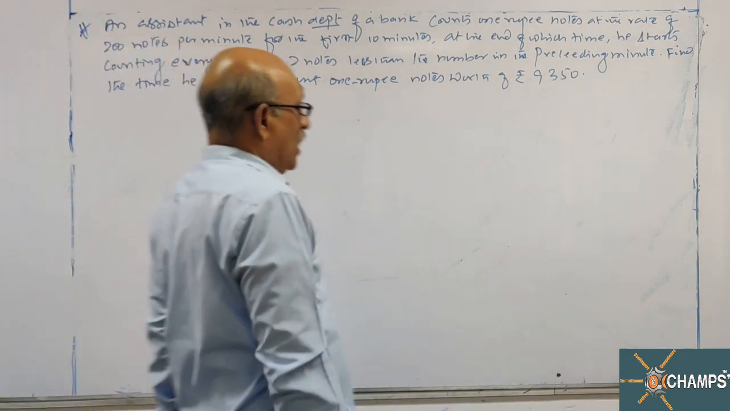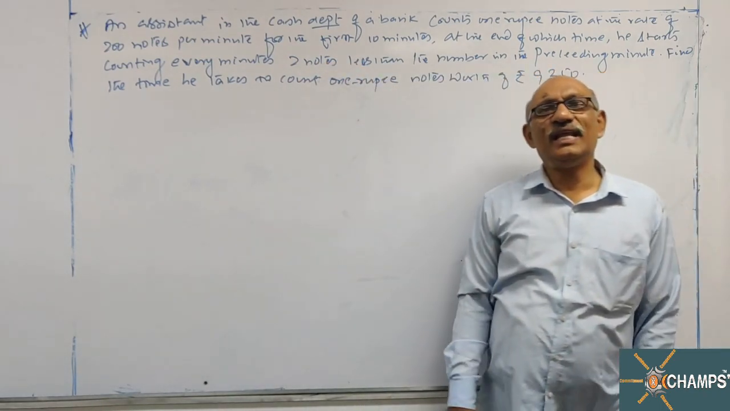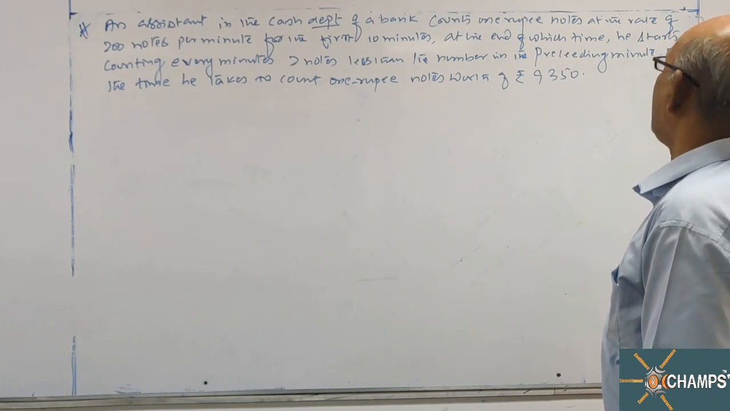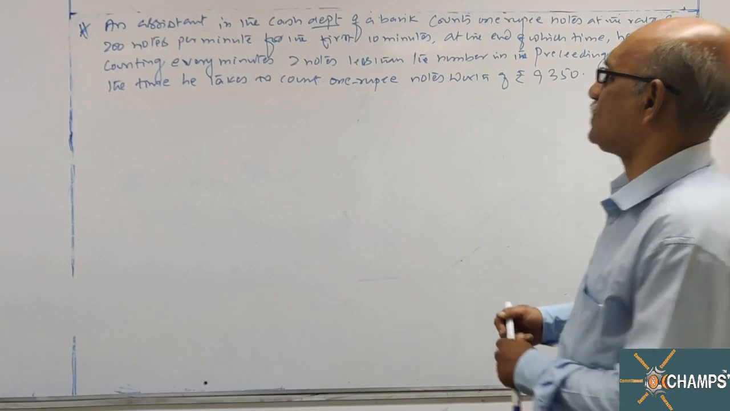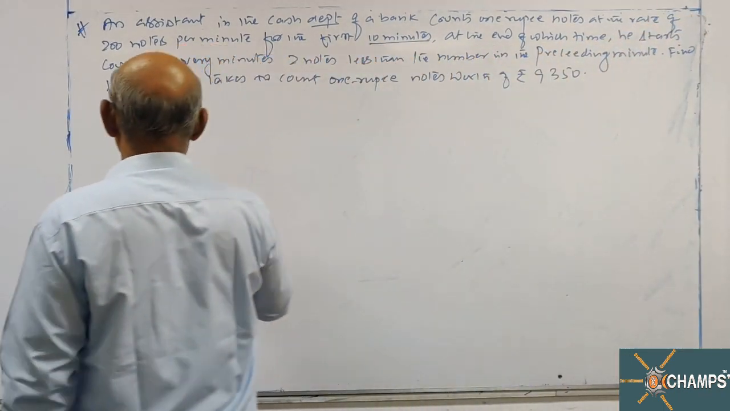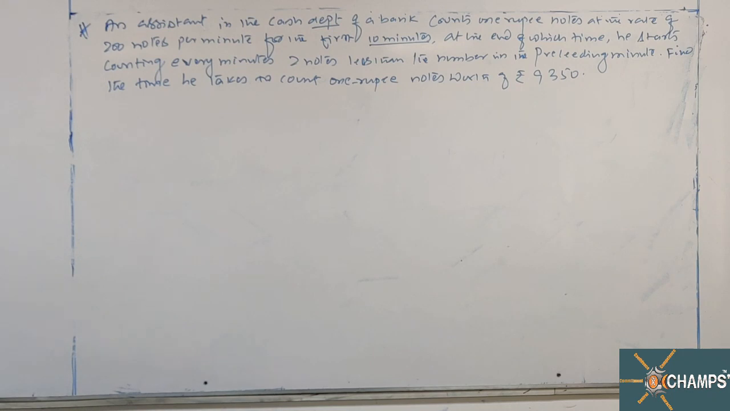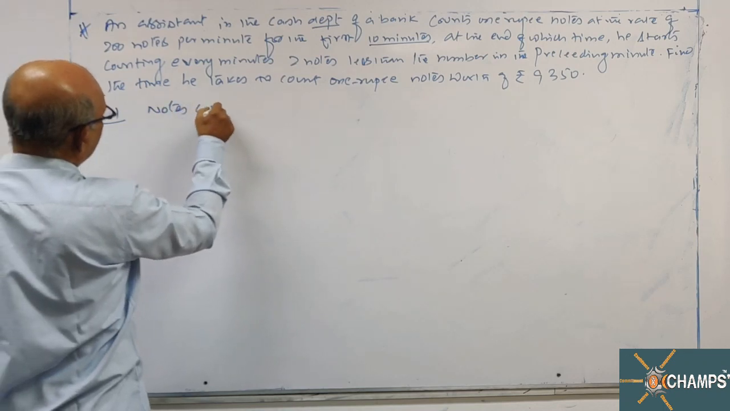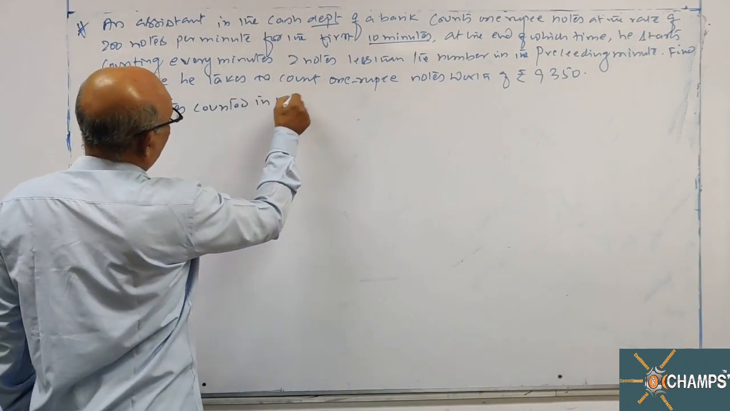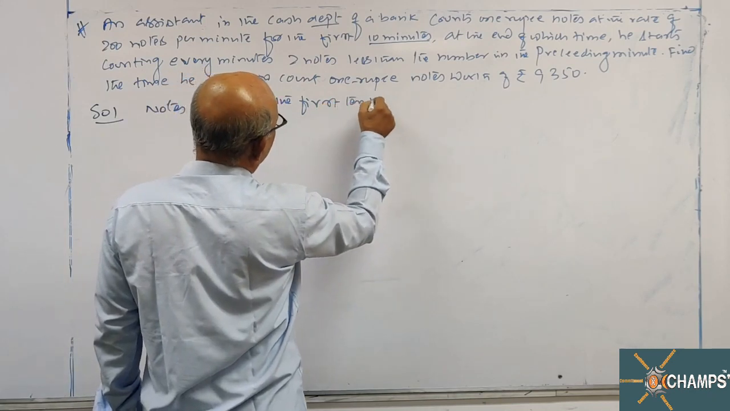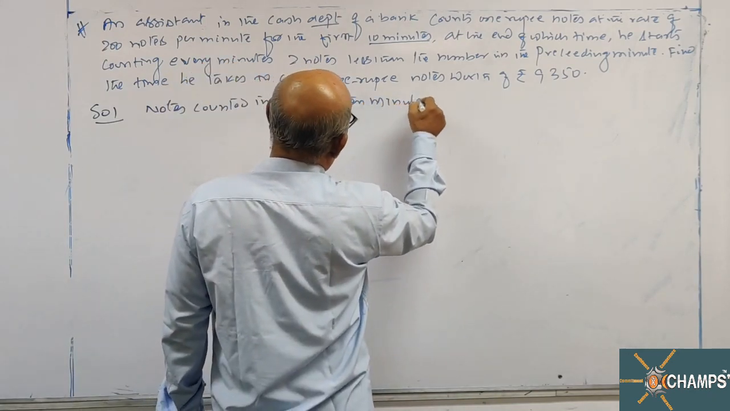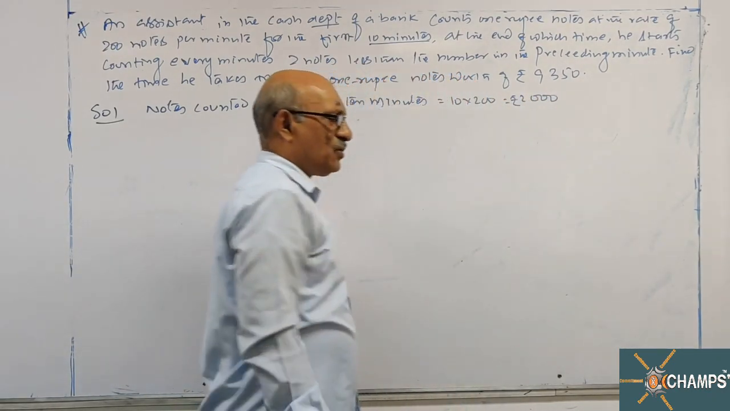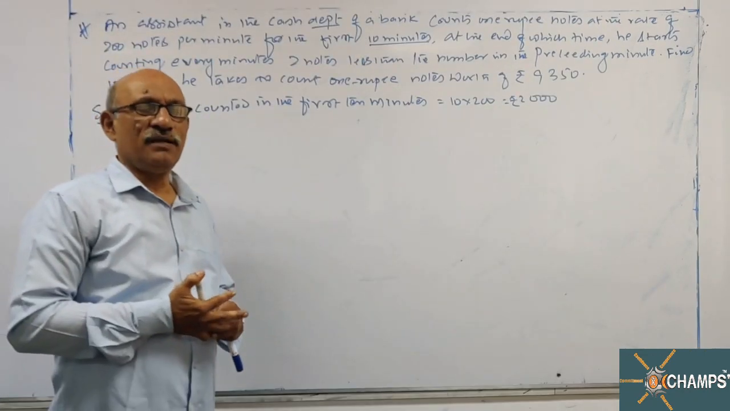Okay, sir. Go through the question. What is given in the question? An assistant in the cash department of a bank counts 1 rupee notes at the rate of 200 notes per minute for the first 10 minutes. Notes counted in the first 10 minutes, 10 into 200, 2000 notes he counted.